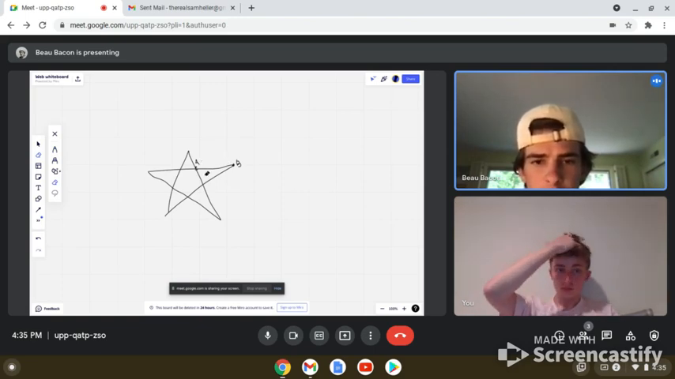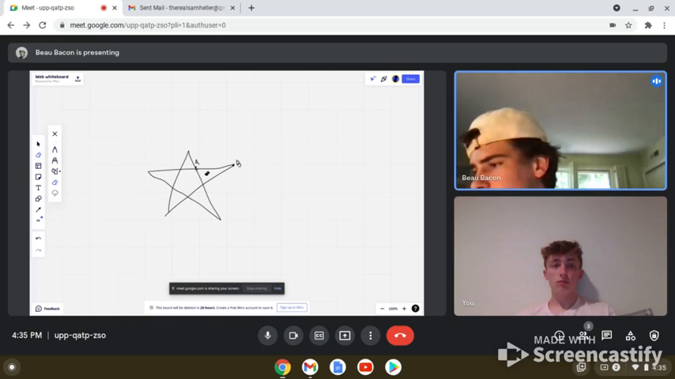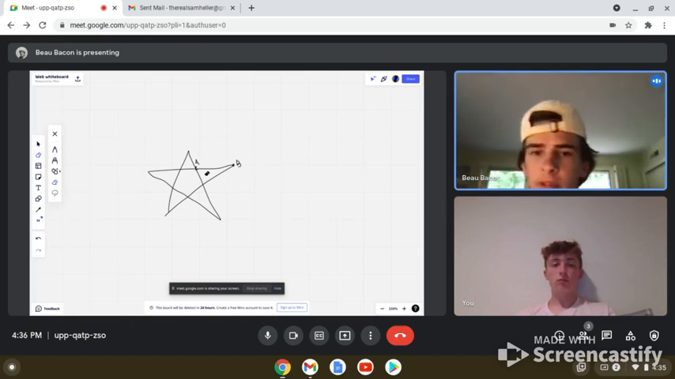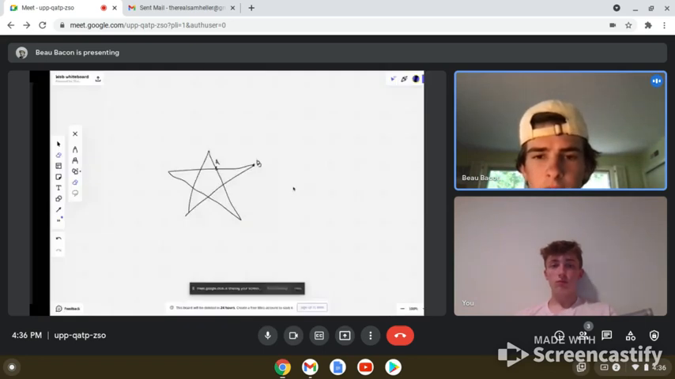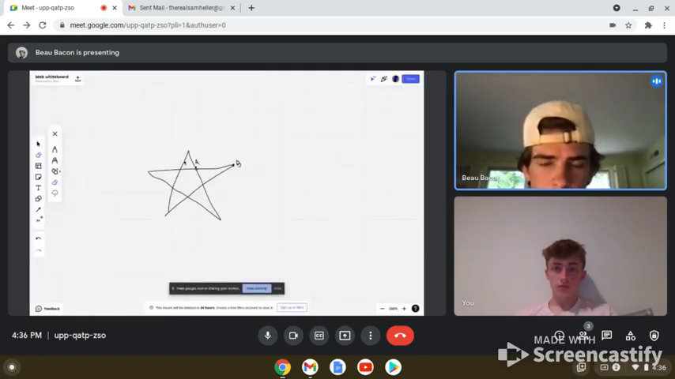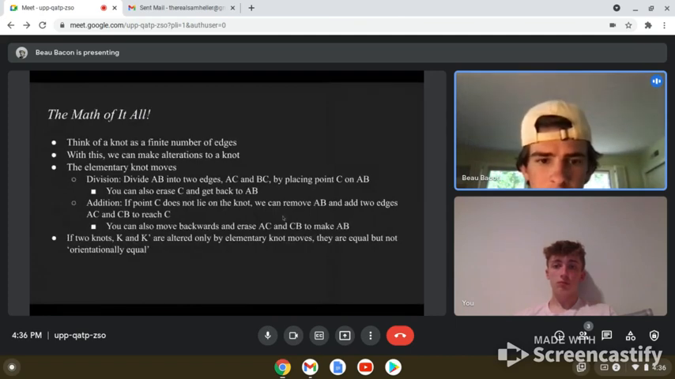Those are the elementary knot moves. They're going to change the way that the knot looks, but they're not going to actually change what type of knot it is. Because the way it's laced through itself, its crossings are still in the same way, and there's the same number of them.